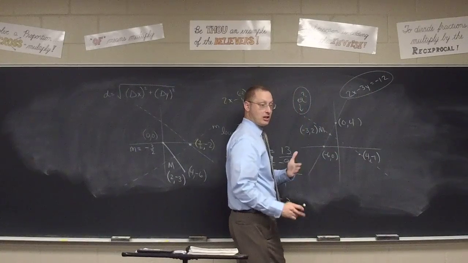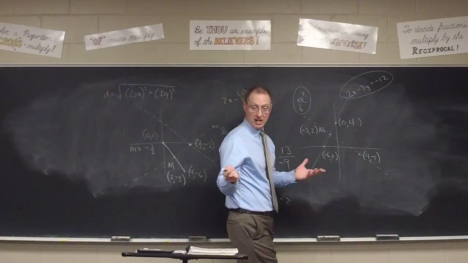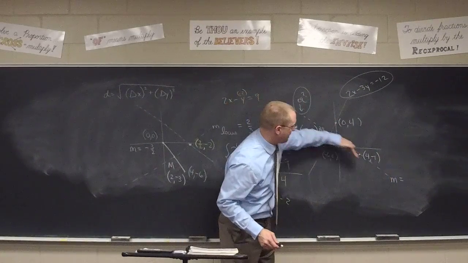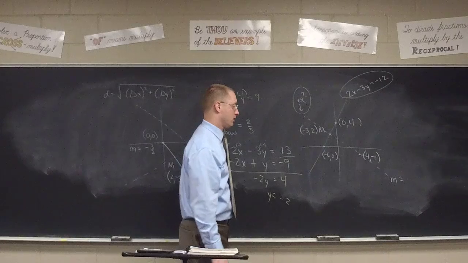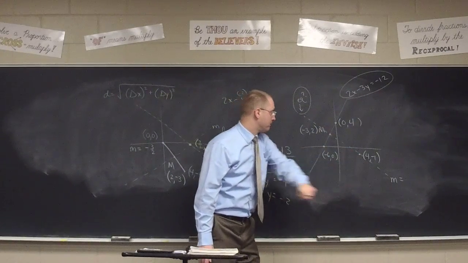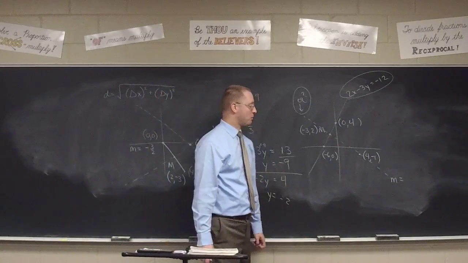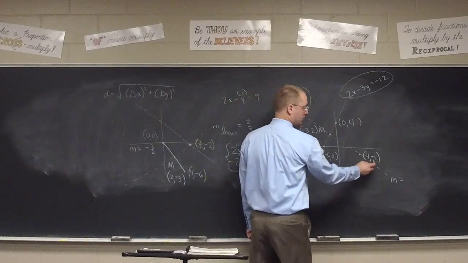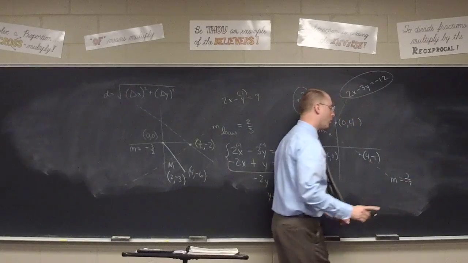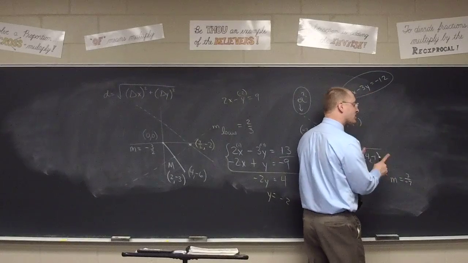So my line goes through -3, 2 and 4, -1. Given 2 points, I can always find the slope. If I want the equation, I need slope, right? Equation helps to know slope. So what is the slope of my locus line if it goes through -3, 2 and 4, -1? Change in y over change in x? What's the change in y? 3. What's the change in x? -7.